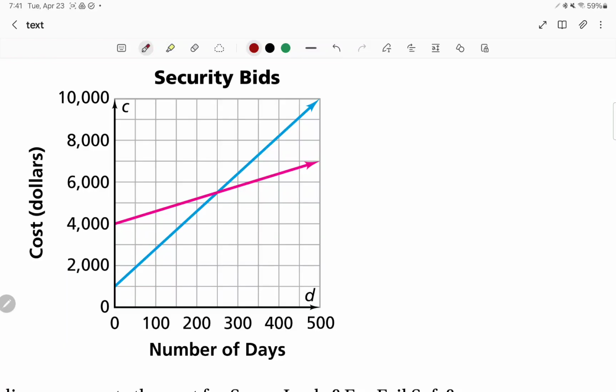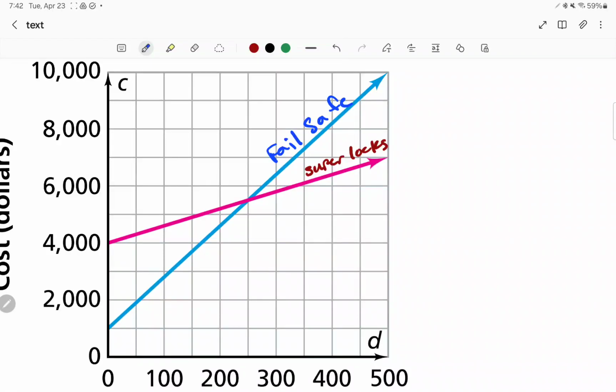So let's go ahead and answer these. For each company, let's take a look at the red one, which was Superlocks, and the blue one was Failsafe. So let's try answering these questions. Let's come up with the equation for the red one there. So this is B1.